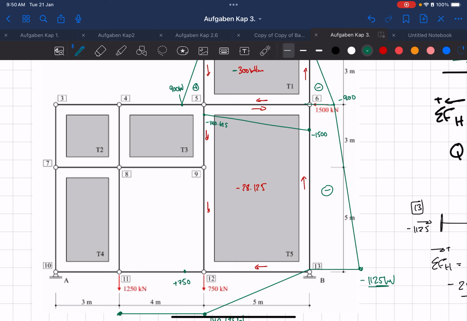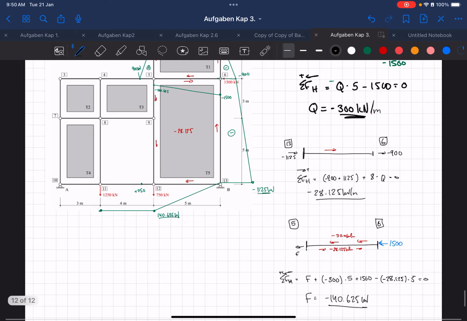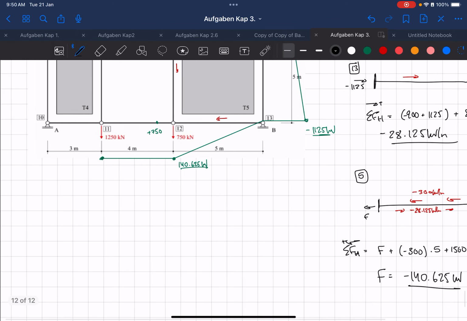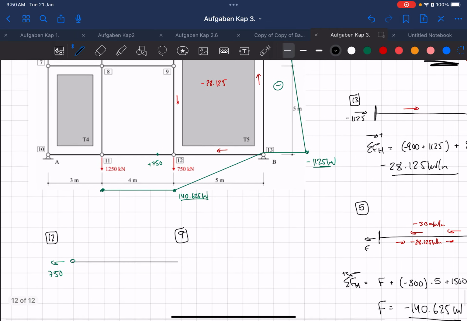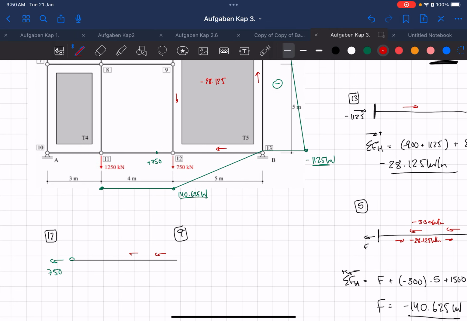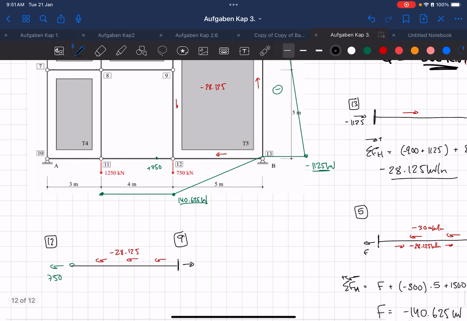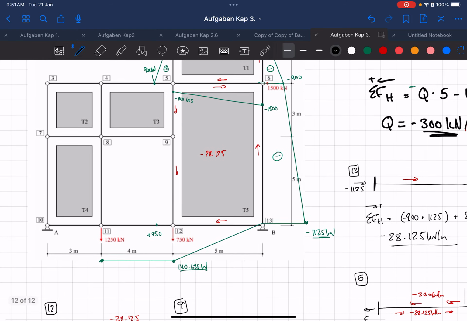750, and this is not constant, however. So I'll do an Escade from 12 to 9. I have this point here that has 750 in this direction. And I have this force that keeps going against it, this minus 28.125. And then I have my F here at the end, and this whole thing should be 5 meters.